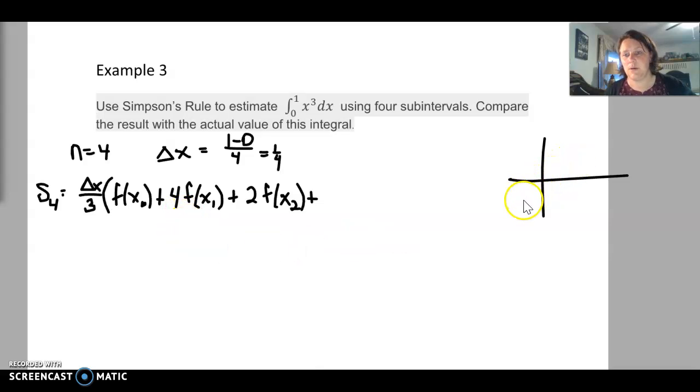Okay, so for a cubic function, we're going to be coming up like that and then up. Between 0 and 1, we have 4 intervals. So again, at 1/2, 1/4, and 3/4.